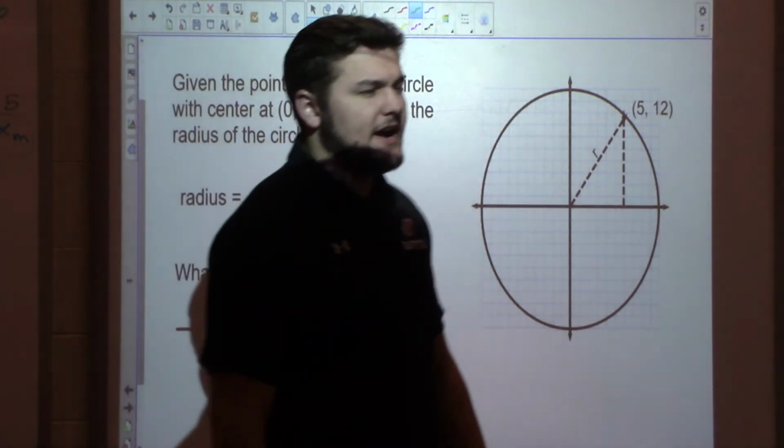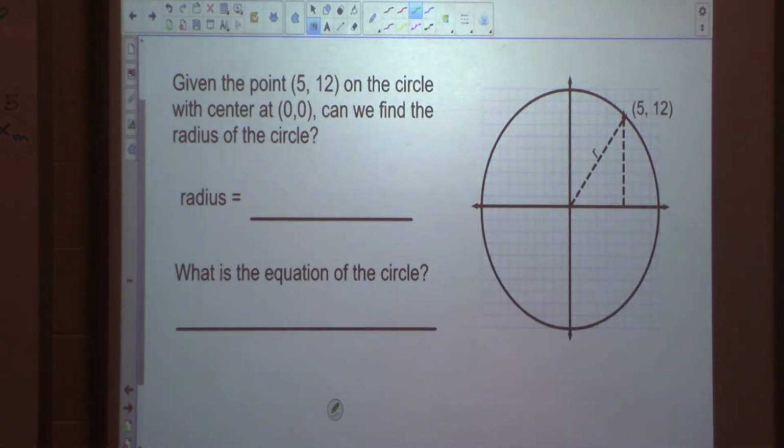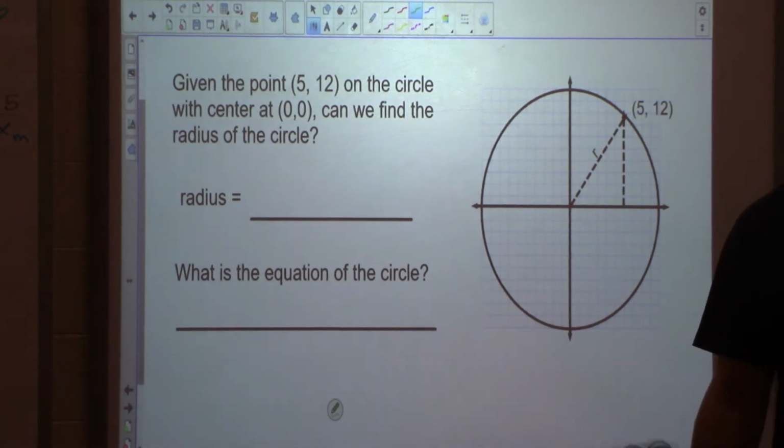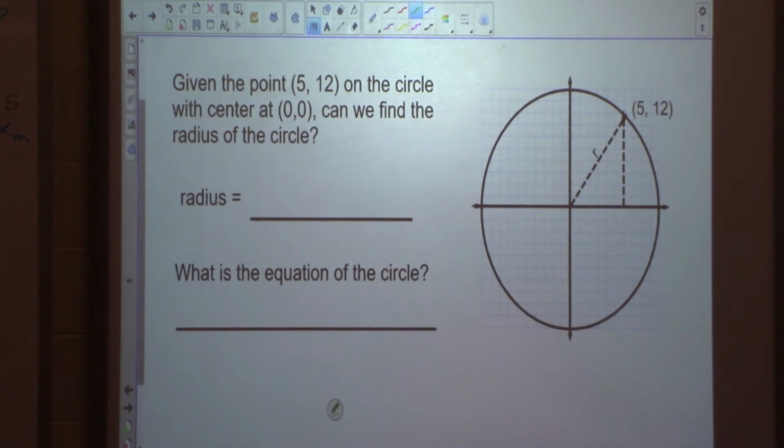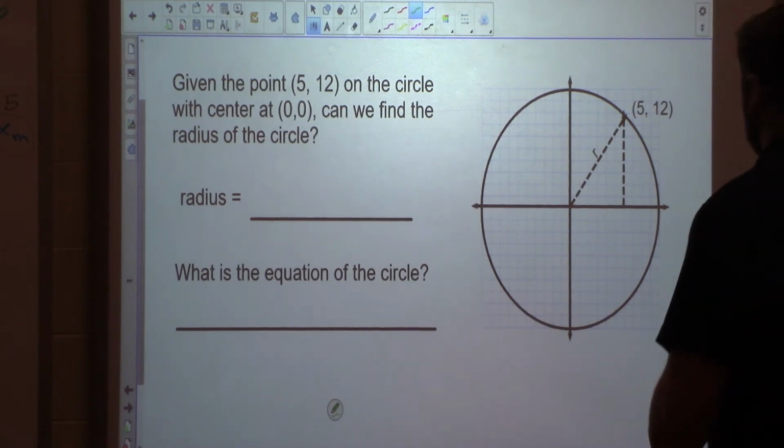So we're given the point 5, 12 on a circle centered at 0, 0. Can we find the radius? Answer is yes. The real question is, how do I find the radius? Adam, what do you think? 5 squared plus 12 squared.